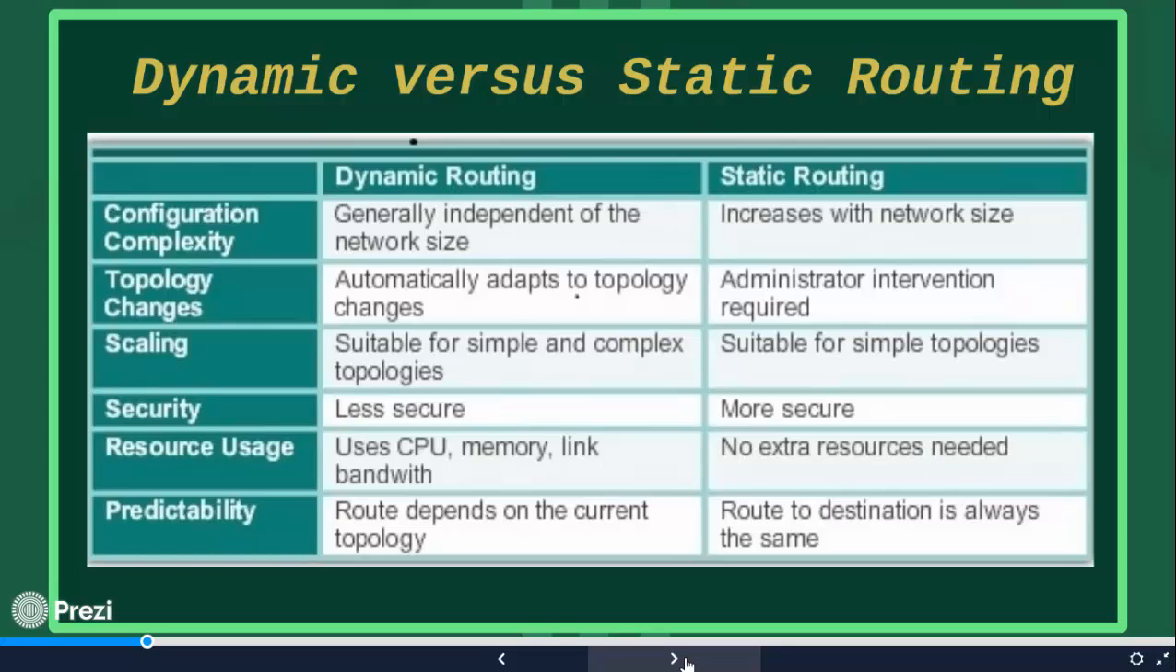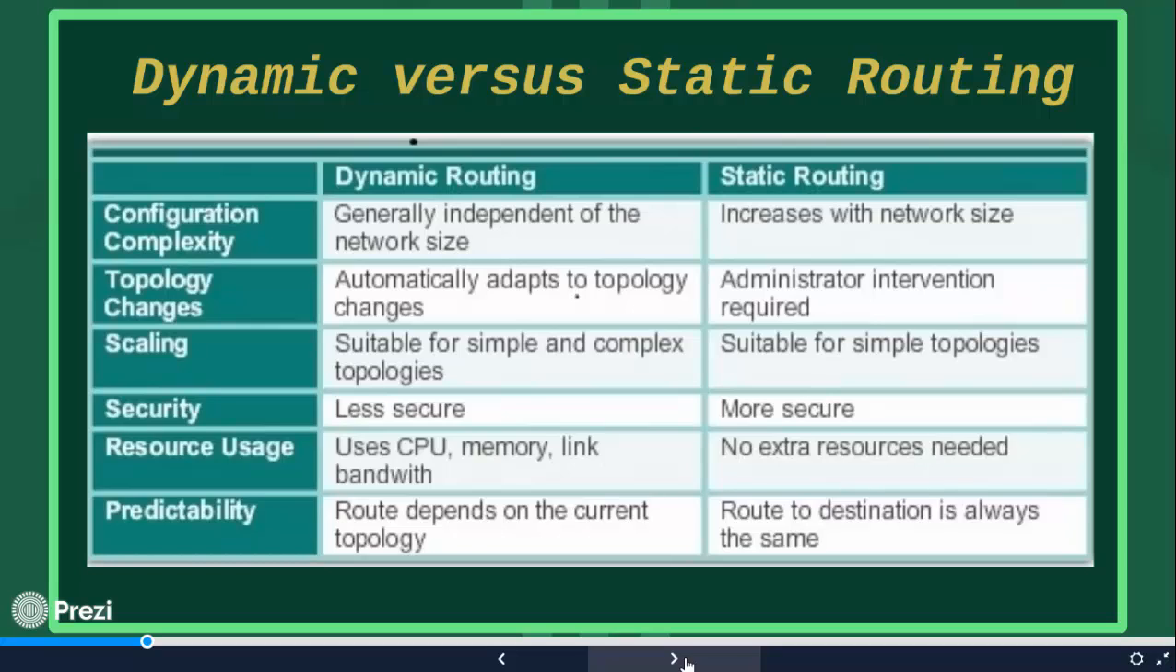Next is topology changes. Dynamic routing automatically adapts to the topology, while in static routing, administrator intervention is required, which means every time there's a change in the topology, the admin would have to manually reconfigure the routers. For scaling, dynamic routing is suitable for simple and complex topologies, while static routing is only suitable for simple topologies.